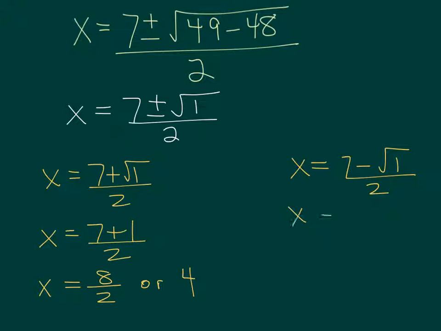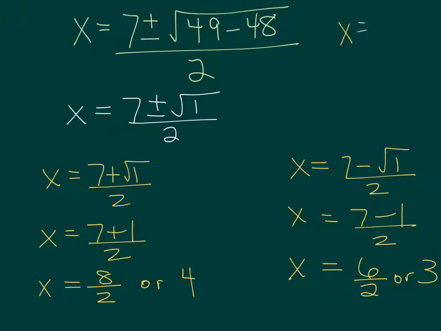Over here, we have 7 minus 1 divided by 2. So x equals 6 divided by 2, or 3. Make sure when you write it, not in parentheses, you simply write x equals 4, x equals 3 for your final answer. Okay? So again, we're just working through the steps, plugging things in their correct spots. That's the most common mistake that I see students make on the quadratic formula, is they don't put the positions in correctly.